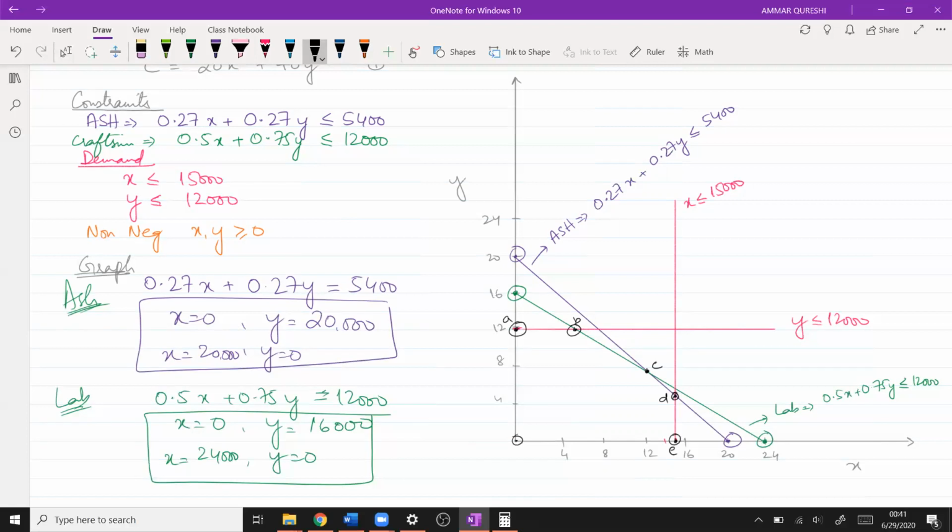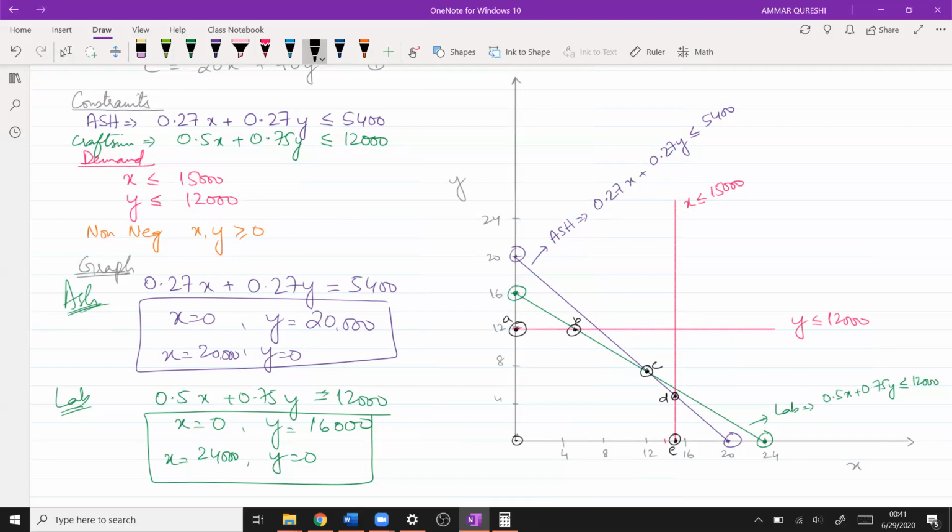Now what we have to do, see, we have two options, two choices. The first choice is to calculate the values of X and Y at all 5 points, and then plug them into the objective function and figure out the solution, right?